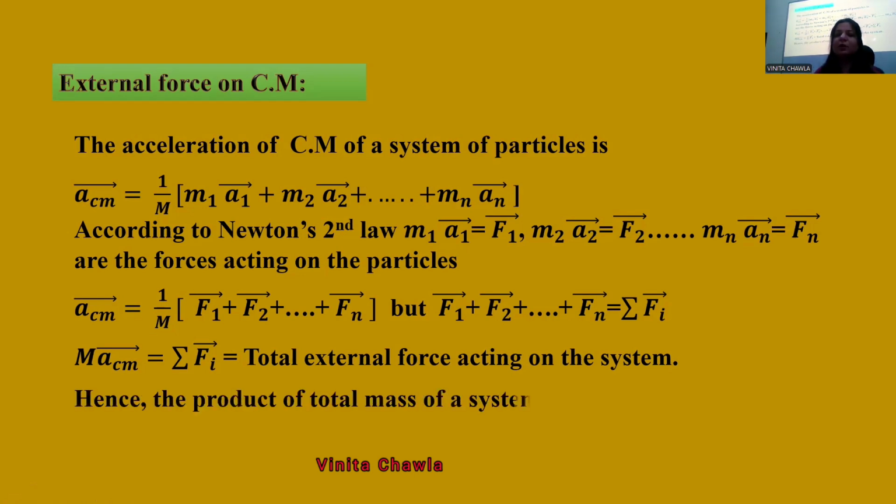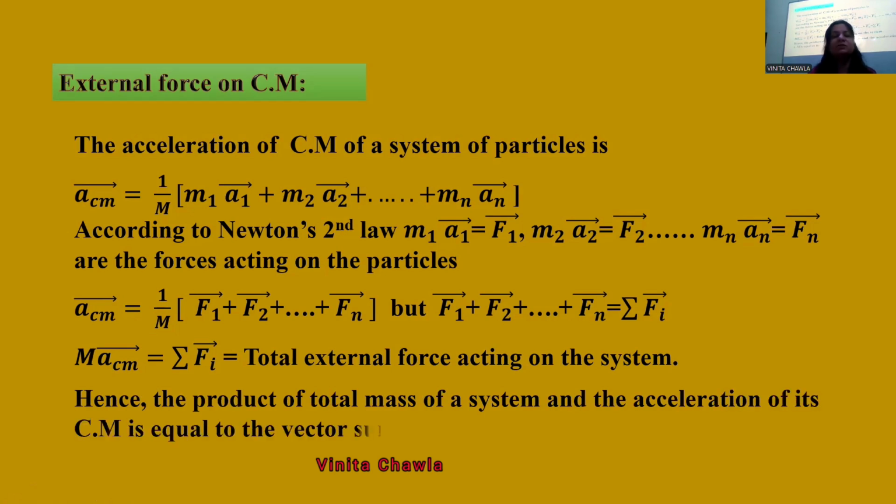Hence the product of total mass of the system and acceleration of its center of mass is equal to the vector sum of all the forces acting on the system. You take the total mass and multiply it by the acceleration produced in the center of mass. Okay, so you get the net force acting on your system of n particles. Clear?